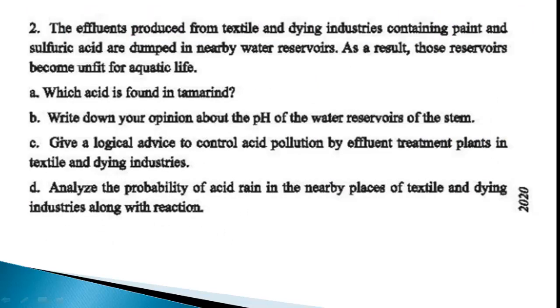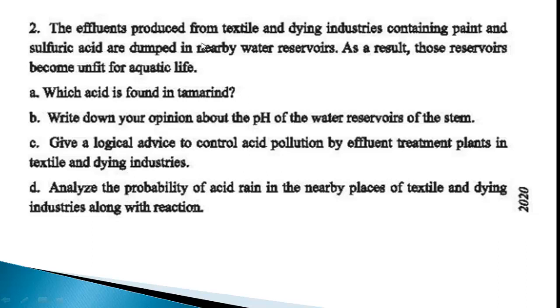Now follow the next question. The effluents produced from textile and dyeing industries contain paint and sulfuric acid and are dumped in nearby water reservoirs. As a result, those reservoirs become unfit for aquatic life. Which acid is found in tamarind? Tartaric acid. Write down your opinion about the pH of the water reservoir of the stem.